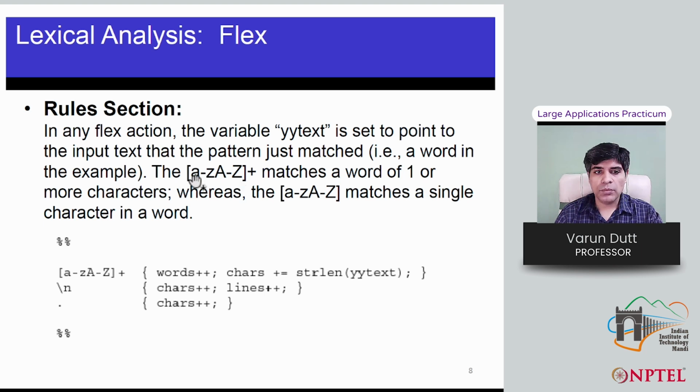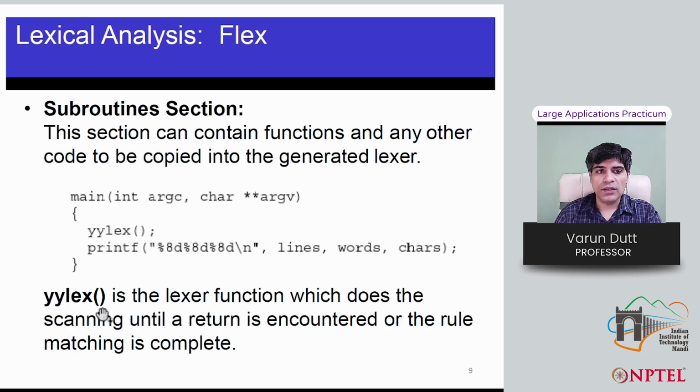And a-z plus matches a word of one or more characters. This is basically what it means: a-z will match a single character in a word. So remember, this is a single character in a word, which could be from small a to z or capital A to Z, followed by one or more. The plus sign means one or more such characters in a word. And that is how we define the rules.